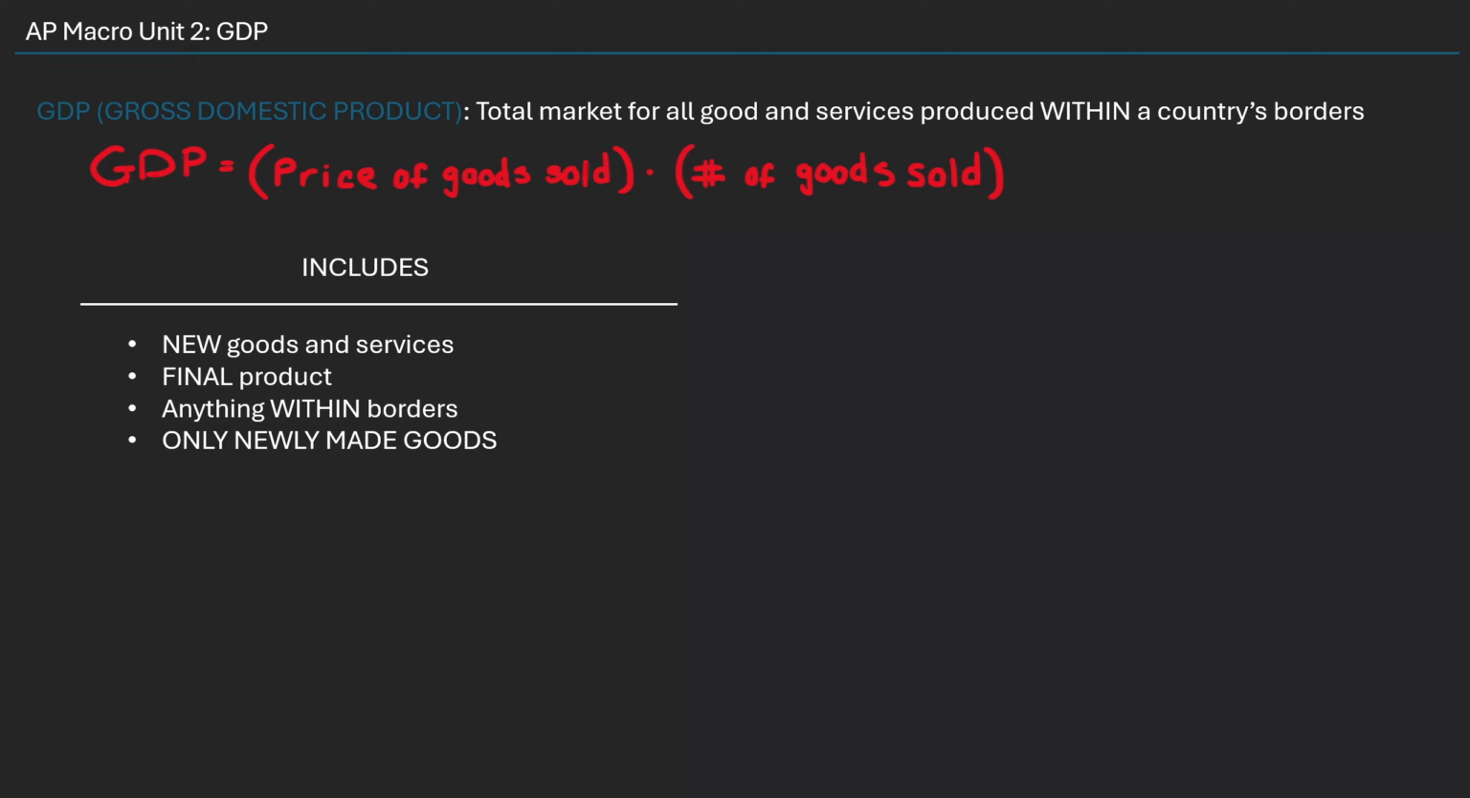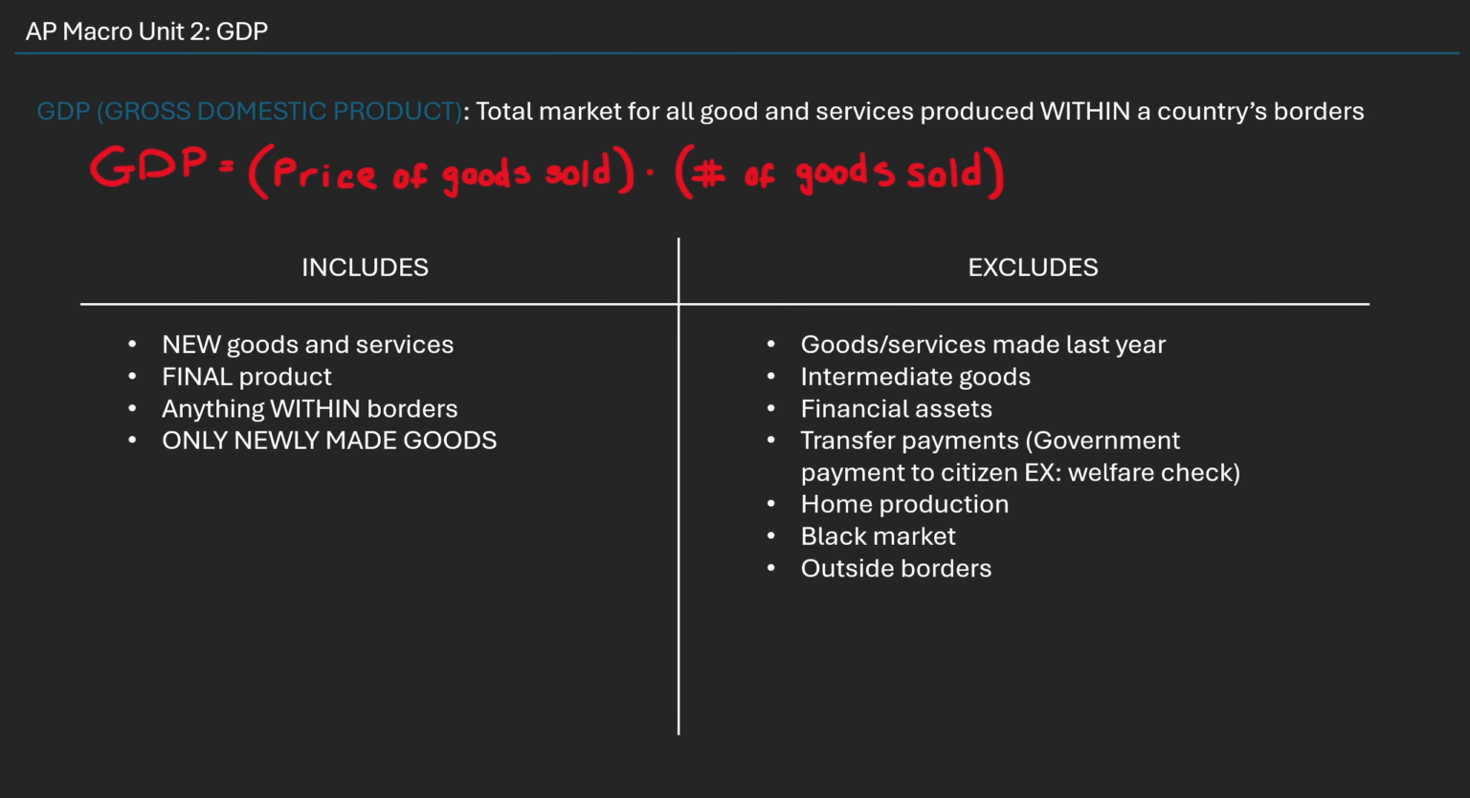So something made 2 years ago being sold would not be counted in GDP, or something made outside of the US or whatever economy you're dealing with would not be counted in GDP. But GDP excludes goods and services made last year or any year that's not this year. Intermediate goods, which would be goods like machine parts that aren't part of the final product. Financial assets like stocks and bonds. Transfer payments, which are just government payments to a citizen, like a welfare check or unemployment benefit. Home production, black market sales, and anything outside the borders.